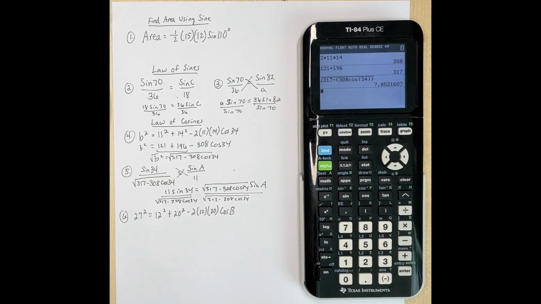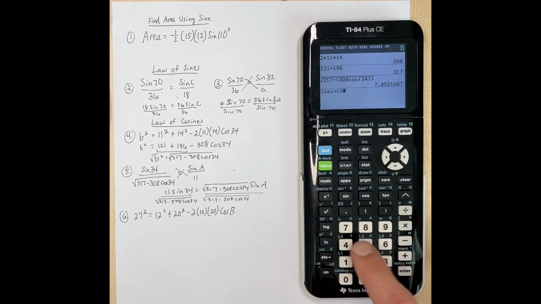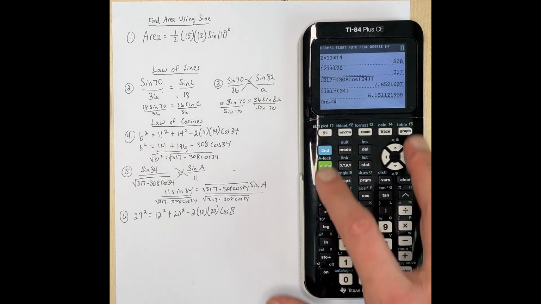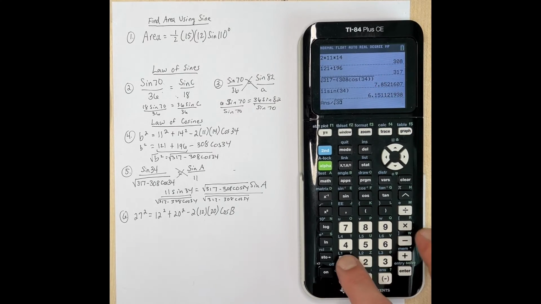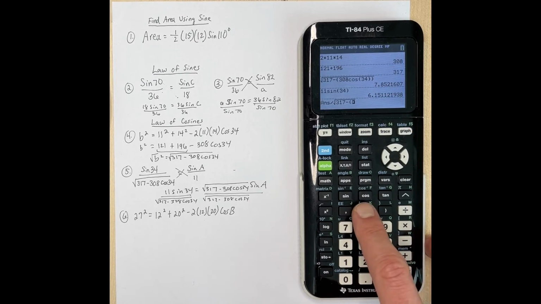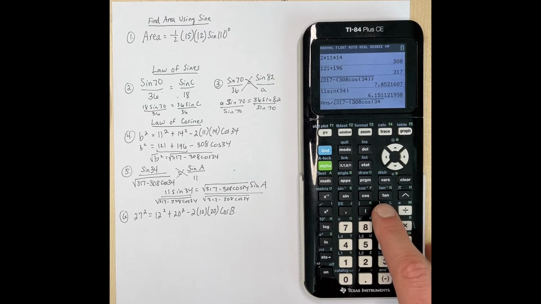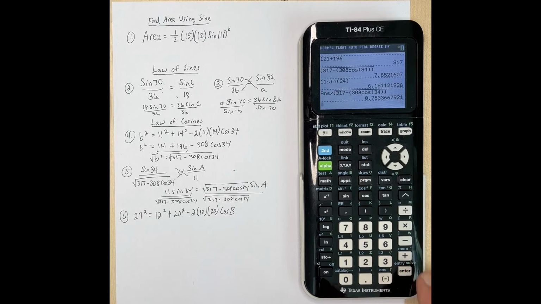So in my calculator, we're going to type in this portion on the left. So I'm going to do the numerator first. I'm going to do 11 sine 34 and hit enter on that. Now I'm going to do divide by, so divide that answer, and I'm going to type in second square root, and I'm going to type it in just like I did previously. So 317 minus, open parentheses, 308 cosine 34, 2 parentheses there to close it, and I hit enter.